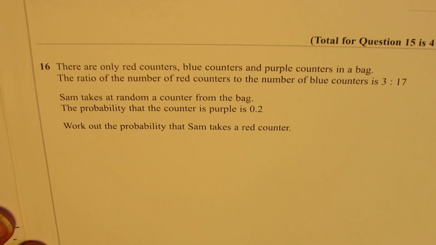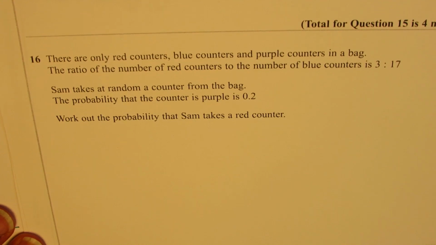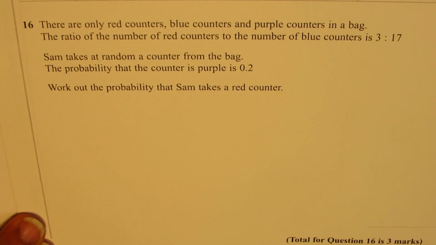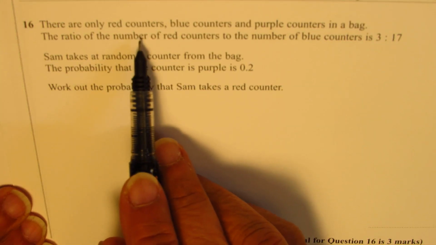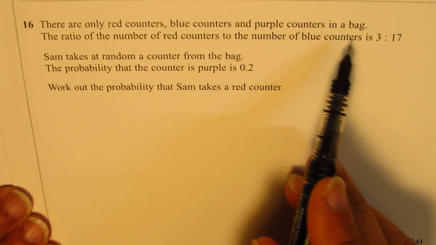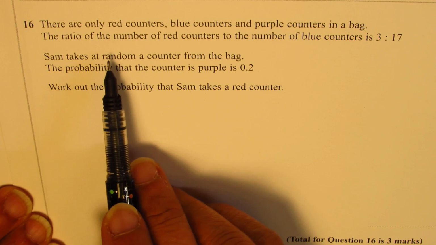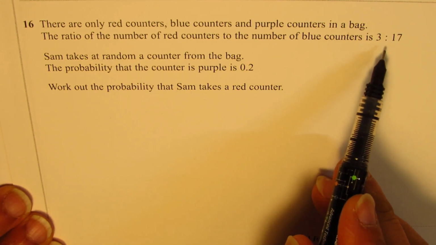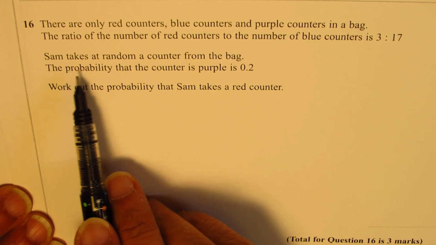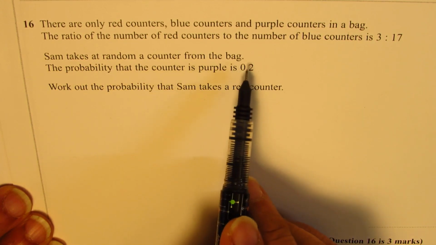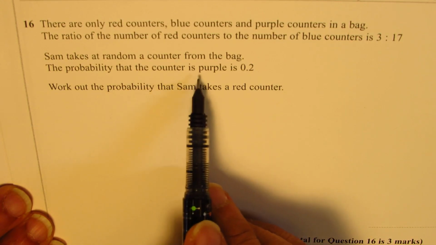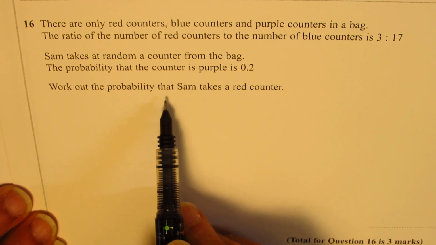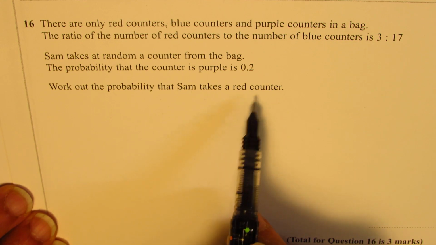I would like you to pause the video, answer this question, and then look into my suggestions. Question number 16. There are only red counters, blue counters, and purple counters in a bag. The ratio of the number of red counters to number of blue counters is 3:17. Sam takes at random a counter from the bag. The probability that the counter is purple is 0.2. Work out the probability that Sam takes a red counter.